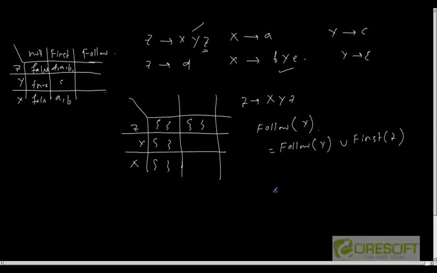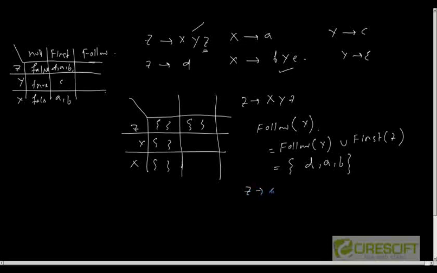First of z is equal to d a b. And if z is nullable, no, but z is not nullable, so I would have added the follow of z into follow of y, but z is not nullable by the algorithm. Then I will take the second production.